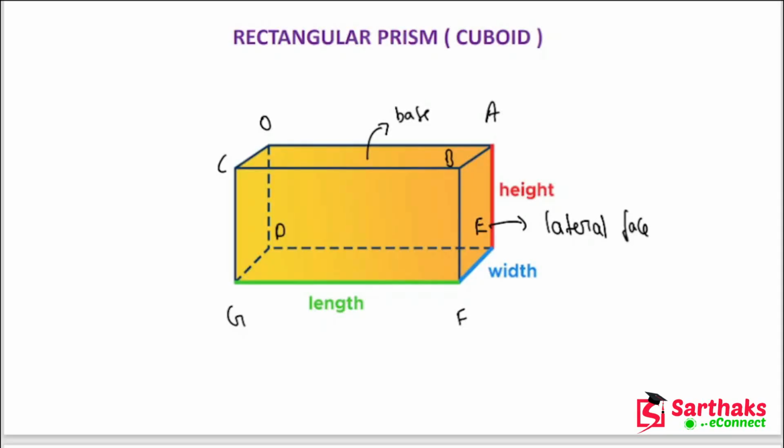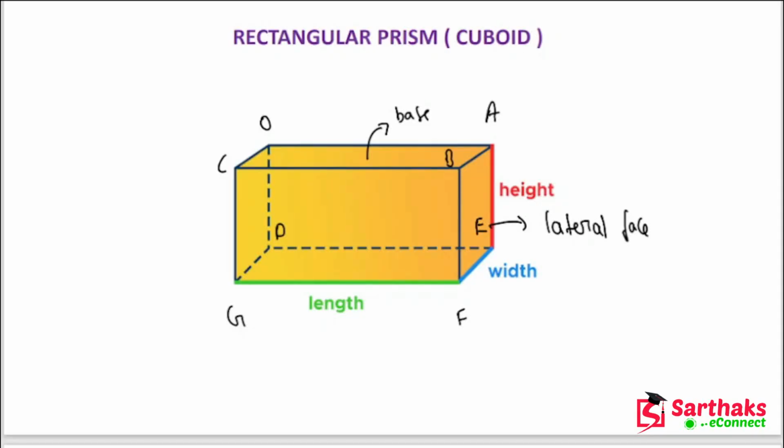You can see that there are a total of 12 edges: OA, AB, BC, OC, DE, EF, FG, GD, and then GC, DO, BF and AE. These are 12 edges, and there are 8 corners, so 8 vertices, that is ABCO, DEFG. So you can clearly see that there are a total of 8 corners. This was all about the rectangular prism.